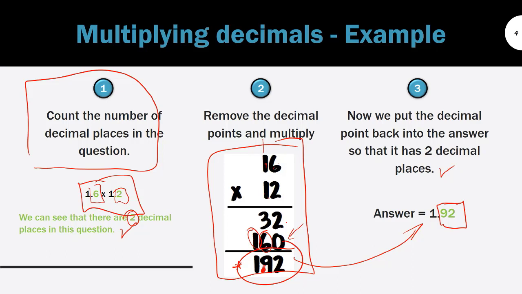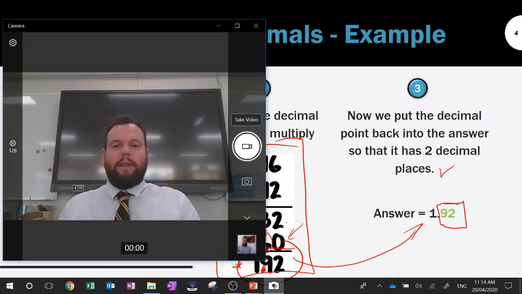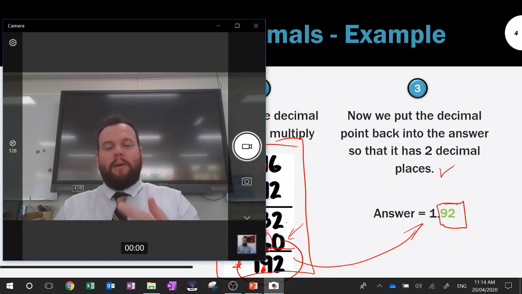Now once again, very, very simple. If you have a calculator next to you, you can check your answer as you go, okay? But basically, all we need to do is remove the decimal points and multiply those numbers. Once you get your answer, then we count how many decimal places were in that question, and we just make sure that our answer has the same number of decimal places, okay?